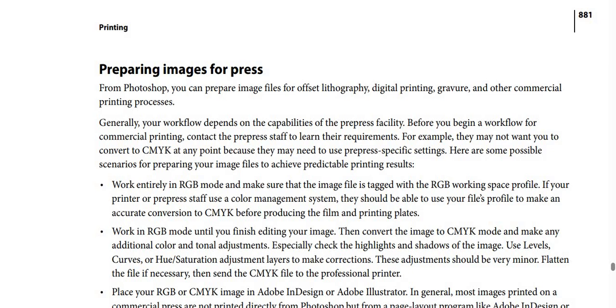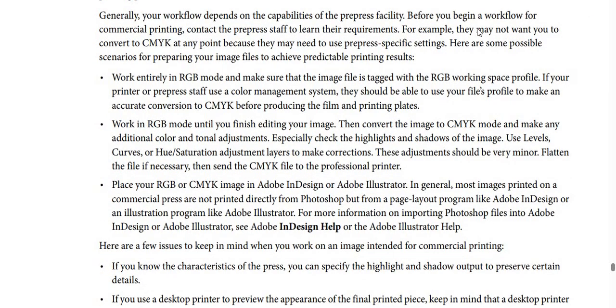For example, they may not want you to convert to CMYK at any point because they may need to use prepress-specific settings. Here are some possible scenarios for preparing your image files to achieve predictable printing results. Work entirely in RGB mode and make sure that the image file is tagged with the RGB working space profile. If your printer or prepress staff use a color management system, you should be able to use your file profile to make an accurate conversion to CMYK before producing the film and printing press.